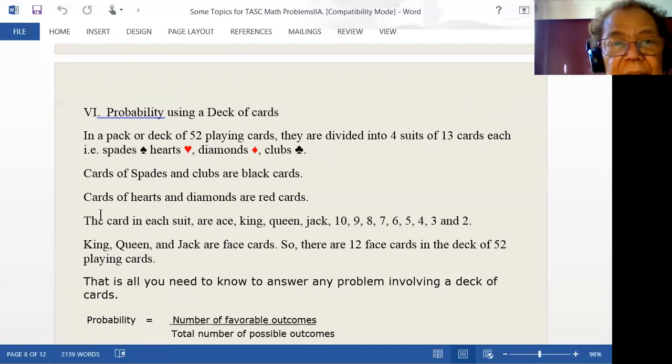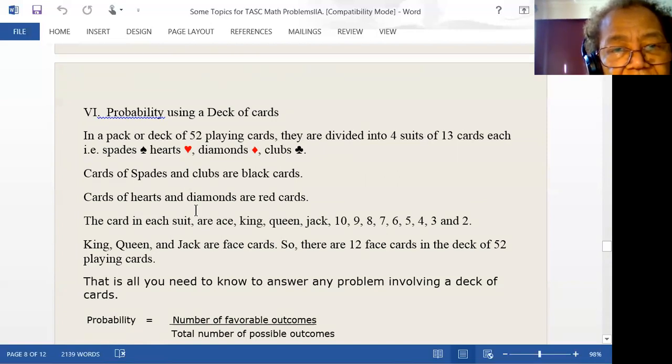In a pack or deck of 52 playing cards, we have 4 suits. Each suit has 13. 4 times 13 is 52. And we have spades, hearts, diamonds, and clubs. Clubs and spades are black cards. Diamonds and hearts are red cards.